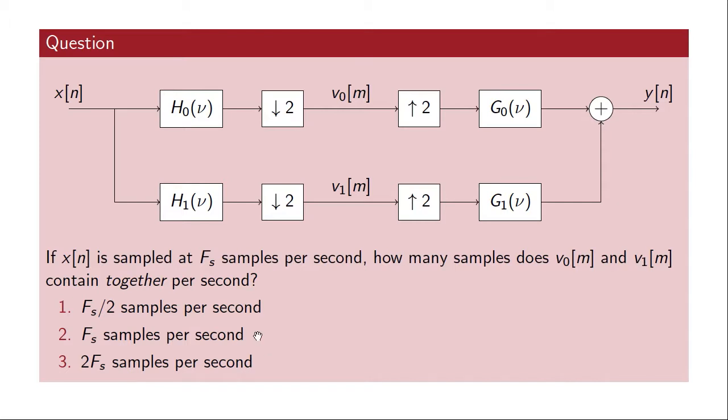The correct answer is that we would have fs samples per second, the same as in the signal x of n. And the way to see this is that in the first branch we have a downsampling by a factor of 2, which halves the number of samples per second. So in v0 alone we would have fs over 2 samples per second. But we will also have fs over 2 samples per second in v1. So combining this yields an overall number of samples per second equal to fs. So what we see is that we're able to split the signal x of n into two frequency components, v0 and v1, without increasing the sample rate of the original signal. And this is a useful part for compression.